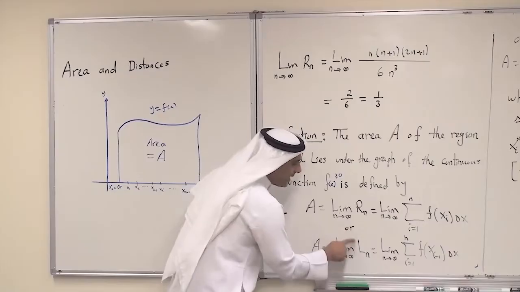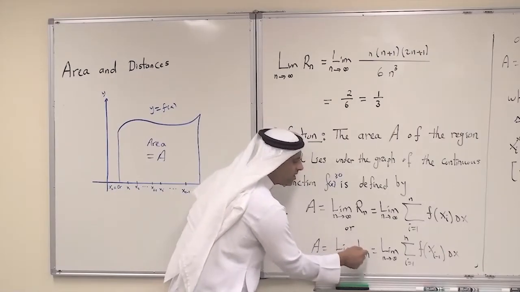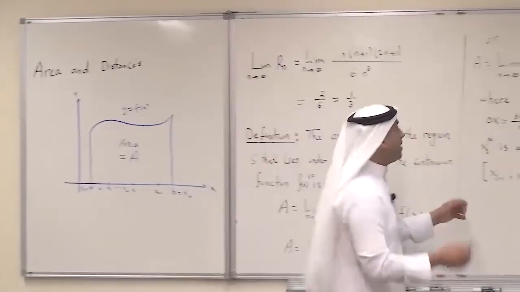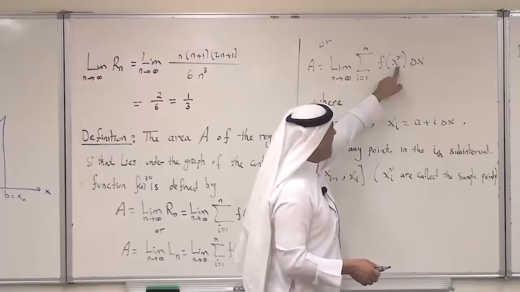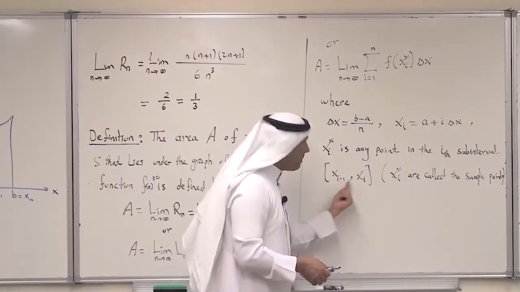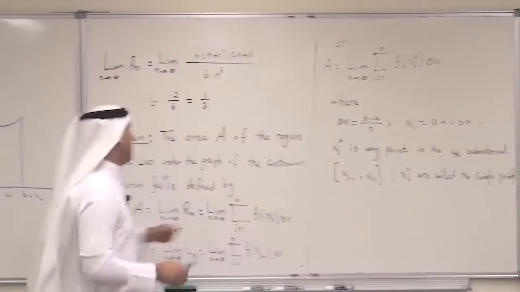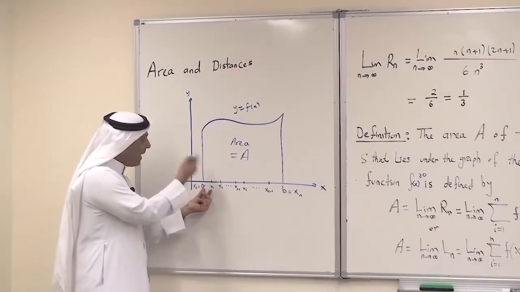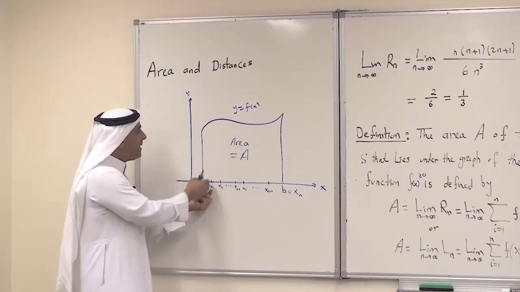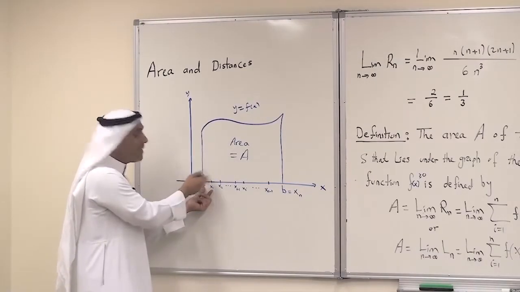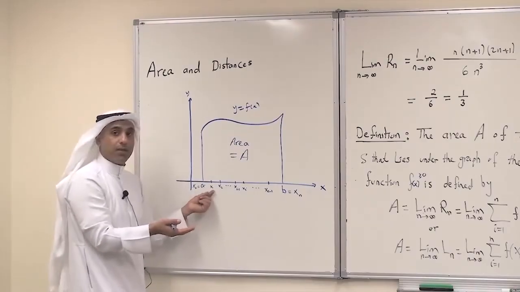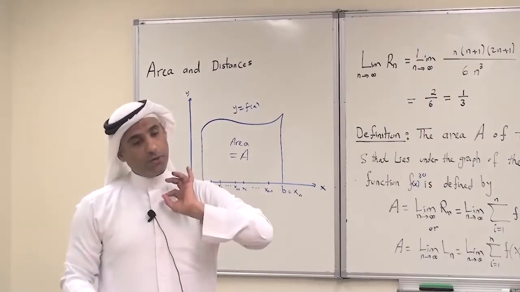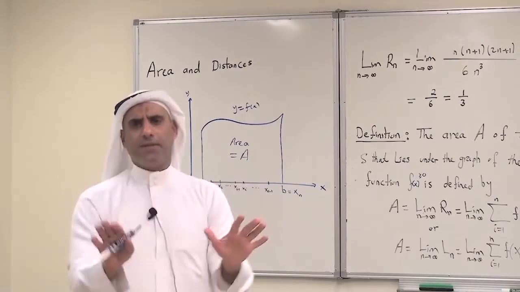Or you can take the limit of the left endpoint approximation by taking left endpoints. That will give you the same answer. Or in general you can take any point xi star that is between xi minus 1 and xi. What does it mean? You go to the first sub-interval. You can choose the height at the beginning, the height at the end, or the height at any point in between x0 and x1. It will not make a difference once you push n to go to infinity. It doesn't make a difference in the final answer.